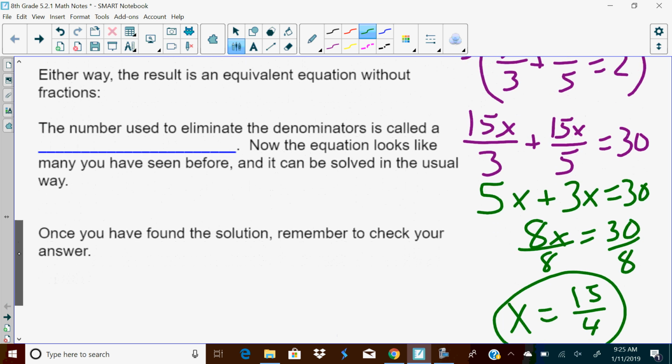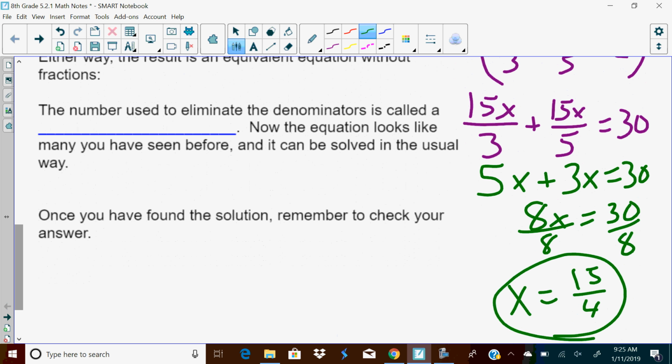The number that we use to eliminate the denominators is sometimes called a fraction buster, because it basically busts apart the fractions. We get a nice equation that looks just like this, where it's got no fractions, no decimals in it. And then once you've found the solution, always remember to plug it back in and check your answer in the original equation.